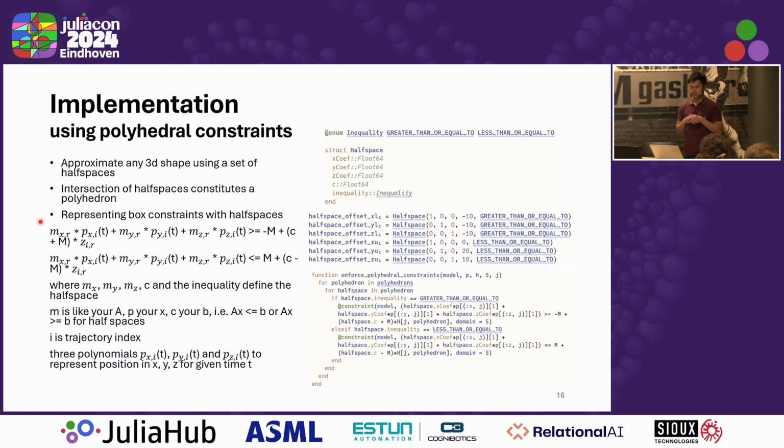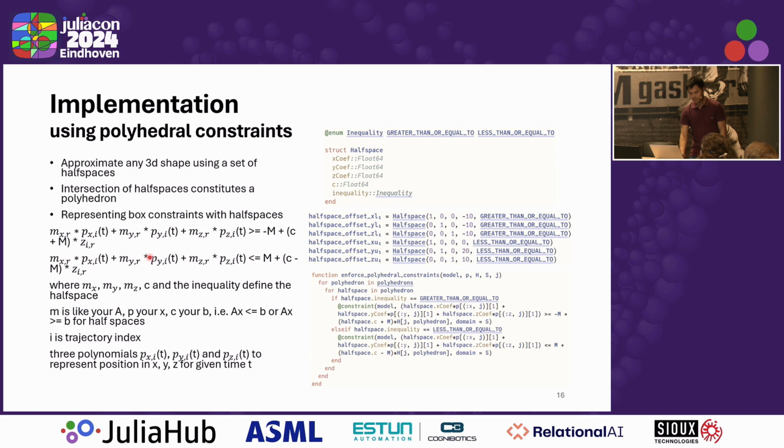So that works for box constraints, but we don't just want to represent safe regions as boxes. For arbitrary shapes, we can approximate that using polyhedrals. To create a polyhedral, all we do is define a set of half spaces, and those half spaces are basically in this form: ax less than or equal to b, or greater or equal to b, defines a half space. Equality gives you the hyperplane, and then the half space is basically everything above or below that hyperplane.